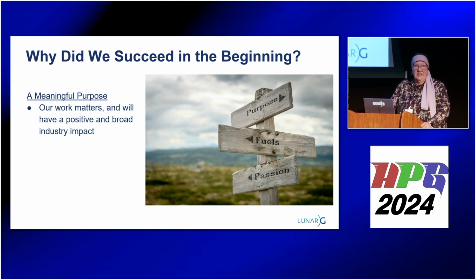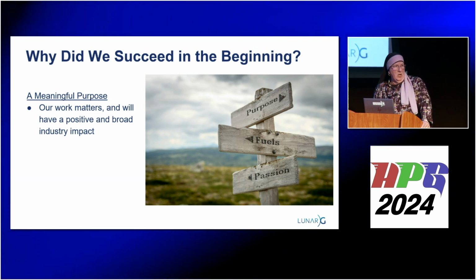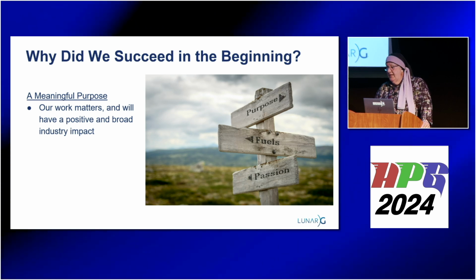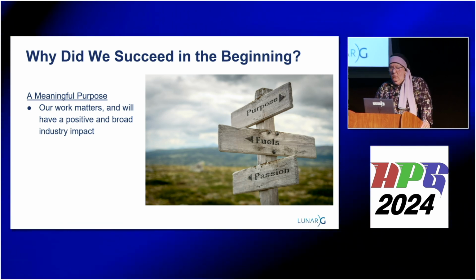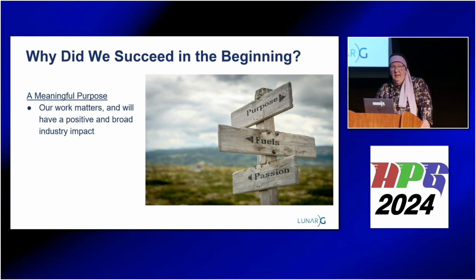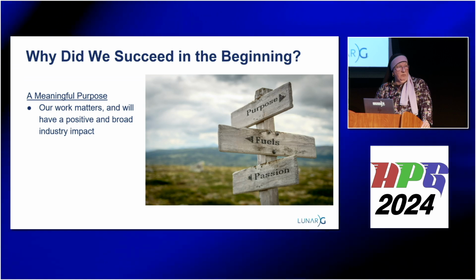So why did we succeed in the beginning? Three months to launch, a new CEO and engineering director, half the engineering team. Well, there's nothing more motivating than knowing what you're working on matters, and it will have a positive and broad impact in the industry. That was extremely motivating for the engineers. And yeah, we were a ragtag team in the beginning, but that purpose is what got us pulled together, focused on what we had to do to get that first SDK out.